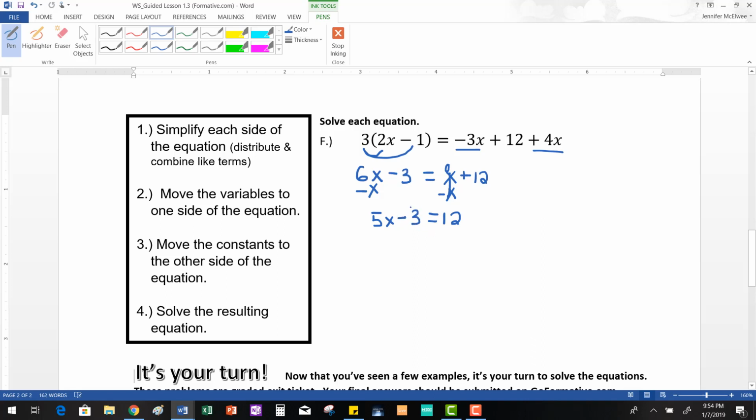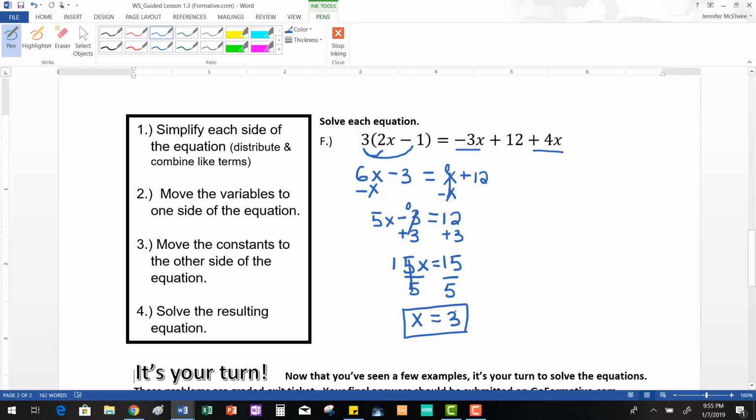From here, I need to move that minus 3 over to the right-hand side, so I'm going to add 3 on both sides. And I'm left with 5x equals 15. Finally, I'm going to divide by 5 on both sides of my equation. 5 divided by 5 gives me 1, so I'm left with x. On the other side, 15 divided by 5 is a 3.